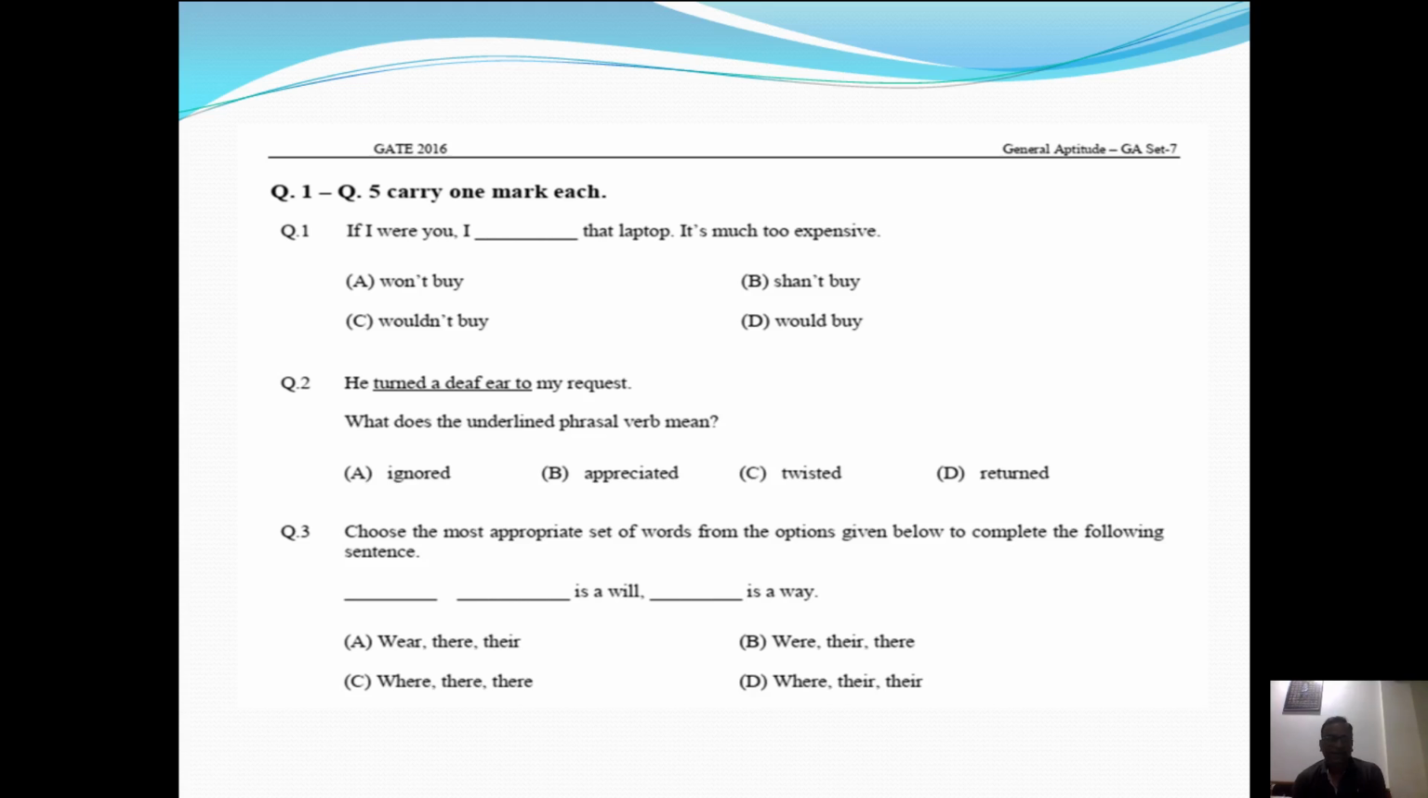Now again we have some examples of the GATE 16 paper, set 7.